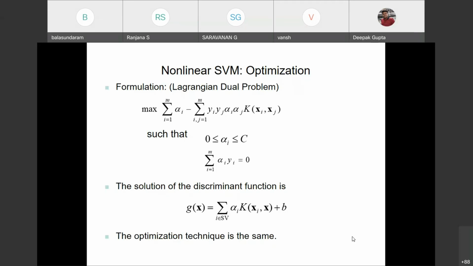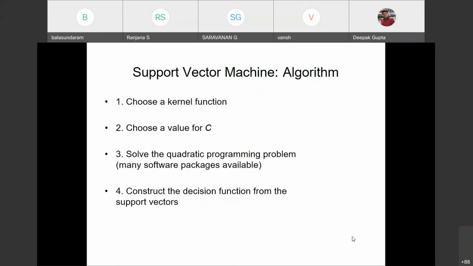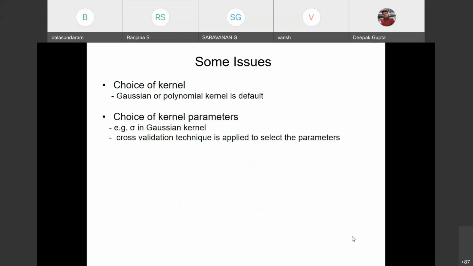So what is the algorithm? Choose a kernel function, choose a C value, then solve the quadratic programming problem. Once you have solved it, you find alpha, and then use alpha to determine your W, for which I have already given the formula. Then you can find out the decision function, and you can easily find out the support vectors also.